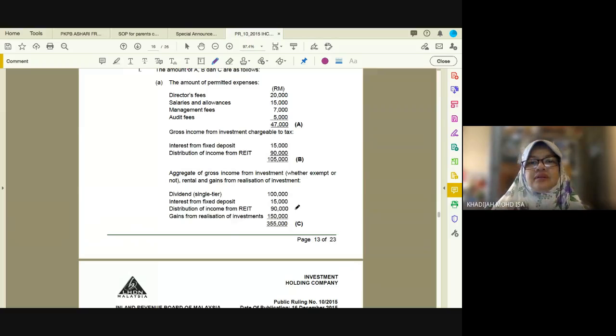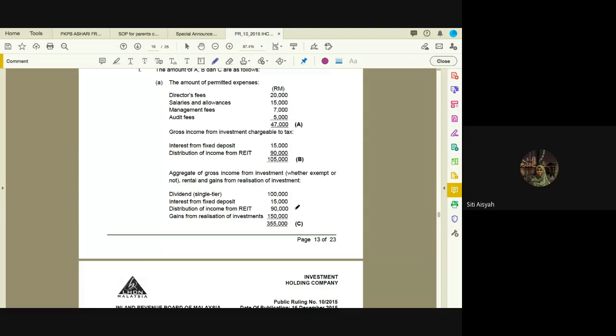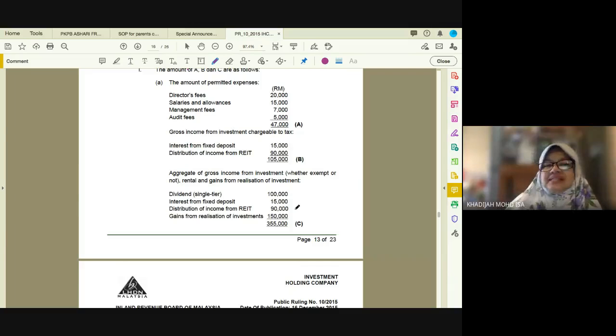Do you feel comfortable to decide whether A, B, and C? What is A, what is B, and what is C? Are you comfortable at this level? Okay. So far, okay. So you just decide on A, B, and C. Alright. So be clear about B and C. And remember that C includes gains of realization, from realization of investment.